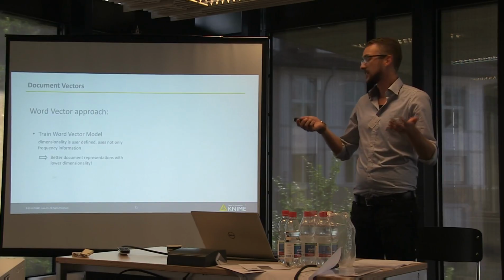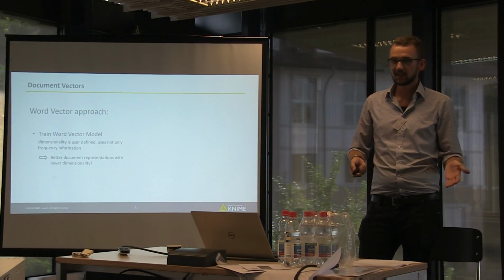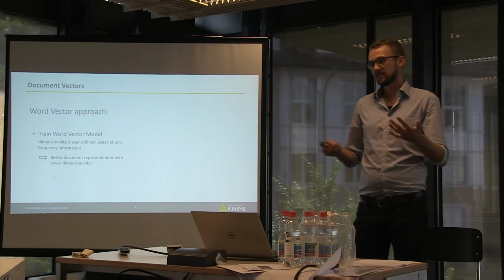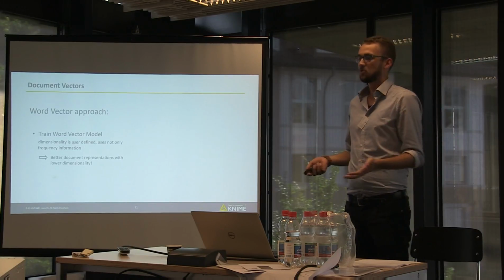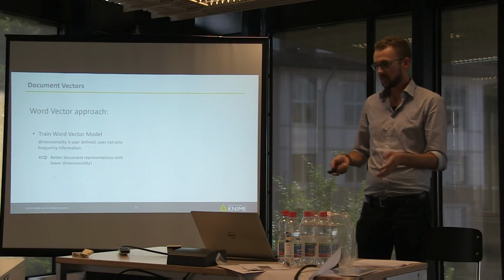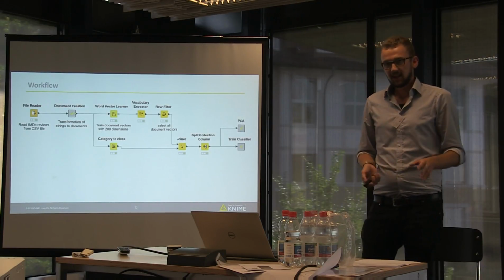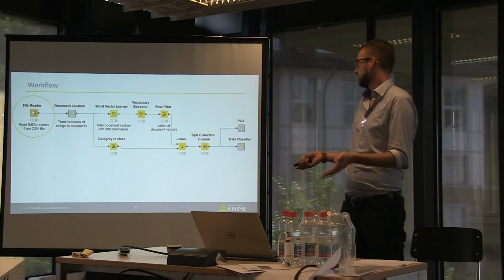And here the nice thing is that we actually can choose the dimensionality of our data, and because it's not only using this frequency information, but is able to correlate the words with one another, this generally leads to better document representations, which I will show you in the next example. So here you can see the overview workflow, how you would do the sentiment classification. Of course, again, read in your data.